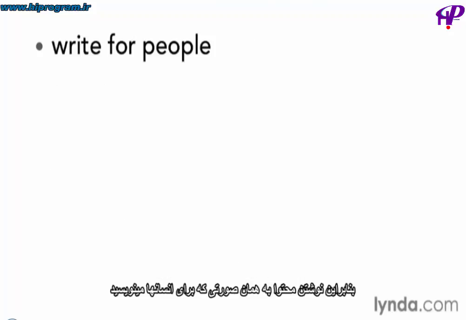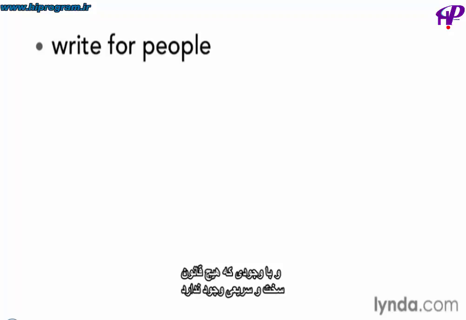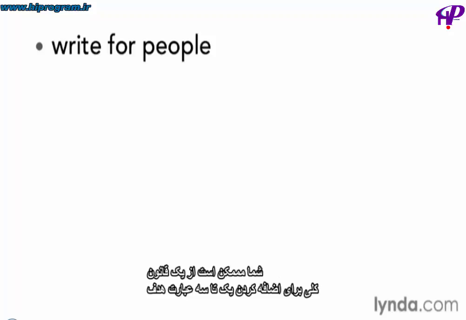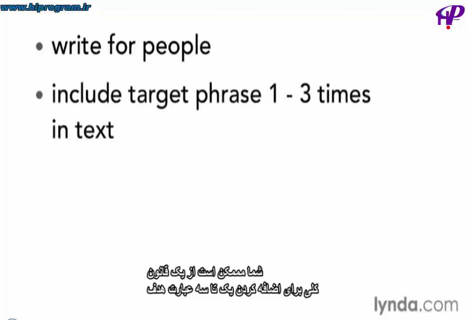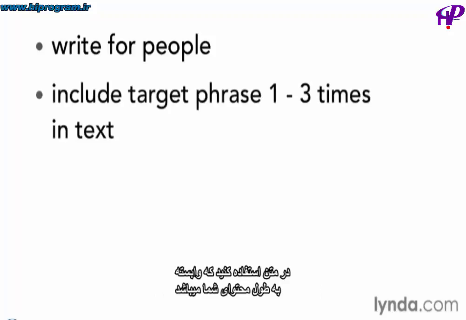So ultimately, writing the way that you would write for a human is the best way to optimize for these algorithms. And while there are no hard and fast rules, you might use a general rule of thumb of including your target phrase 1 to 3 times in the text, depending upon the length of your content. Don't overthink it and don't overdo it.